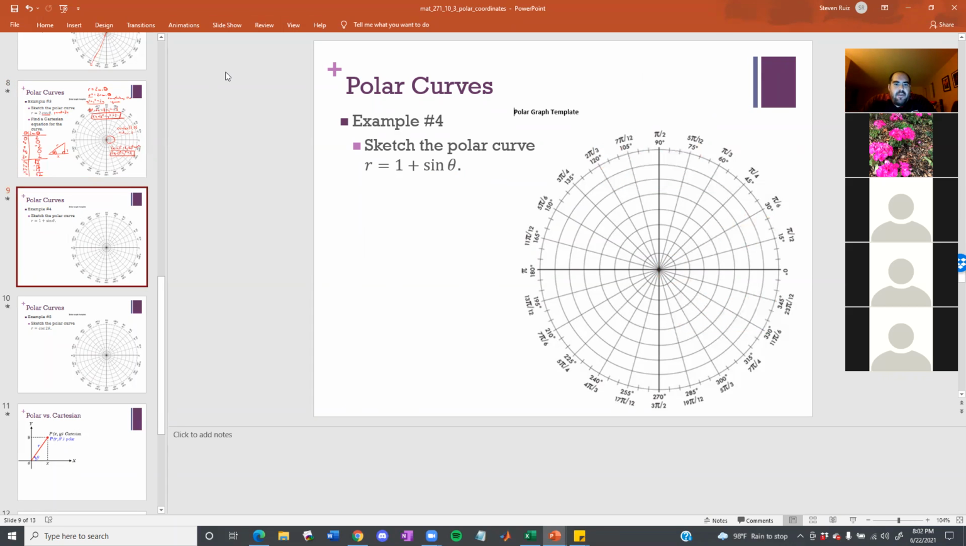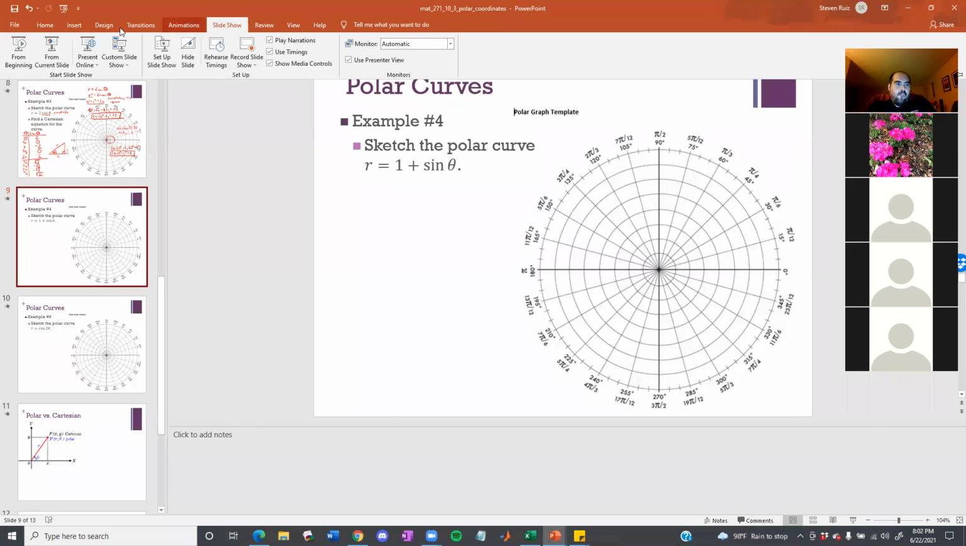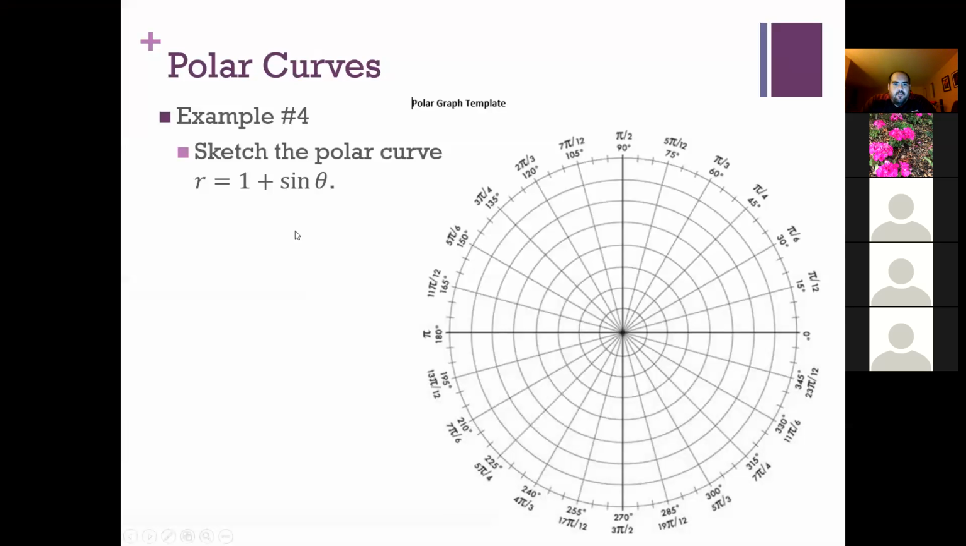All right, let's go ahead and get back to it. Let's sketch another one. I have two more, but I'm just going to focus on this one. So I've got r equals 1 plus sine theta.